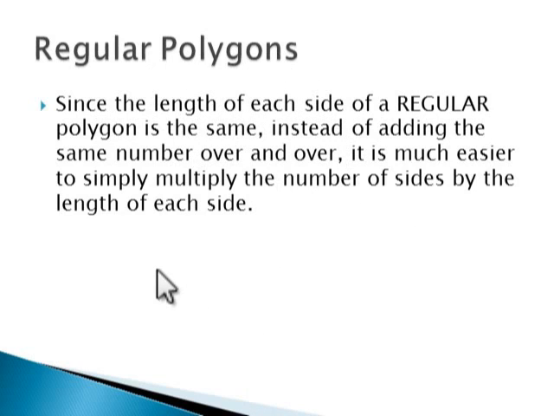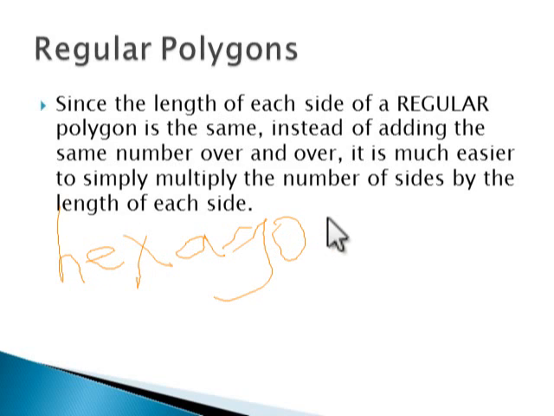And so instead of adding the same number over and over again, all you have to do is multiply the number of sides by the length of each side. So let's say that you have a hexagon. And we don't really need to draw the hexagon because, from the last unit on geometric shapes, you know that a hexagon has 6 sides, and the length of each side is going to be 1.5. Can't get the decimal point to show up very well. There we go. Inches.